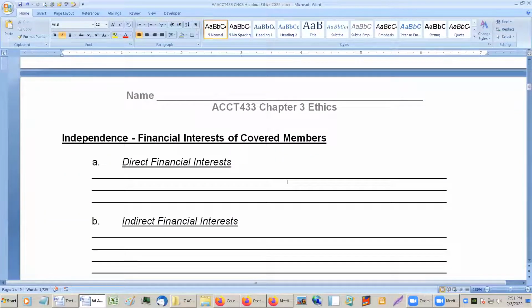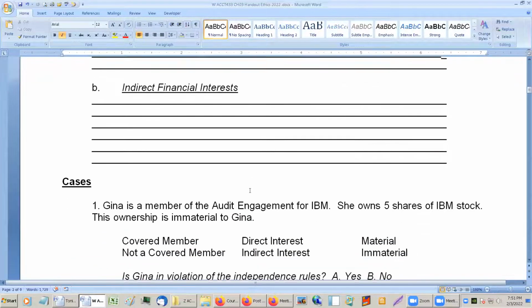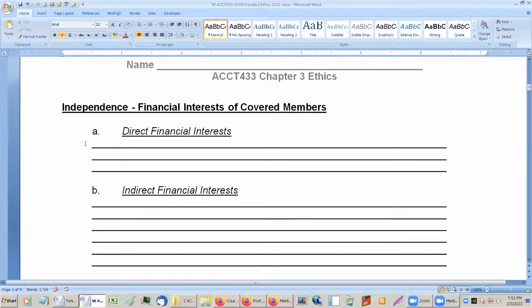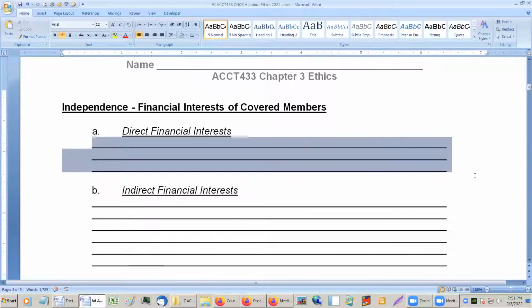All right, and we'll go over the first part here. Direct financial interests.